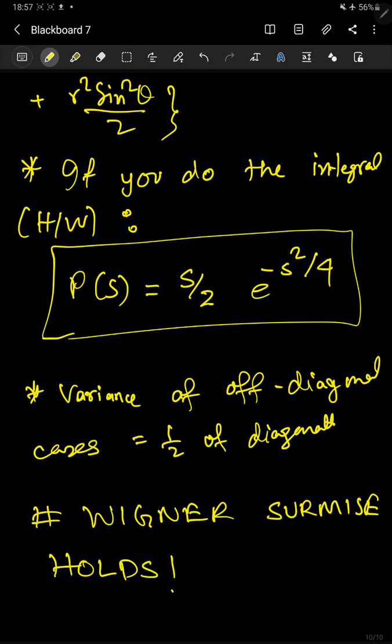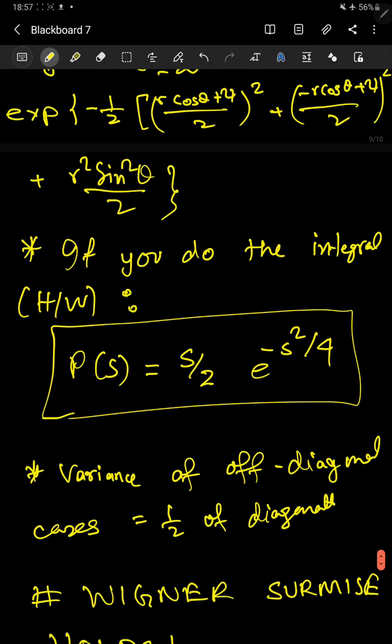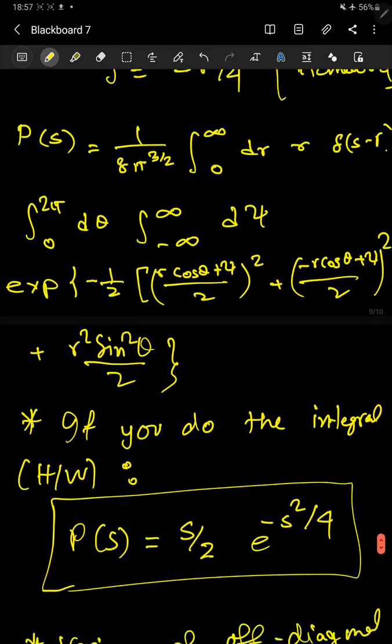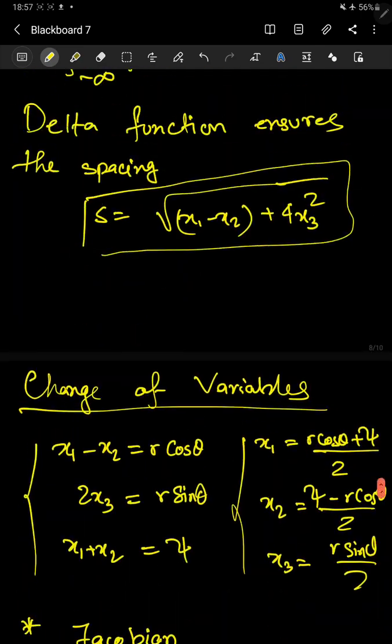So this was the result of Wigner, and in this video we learned about how the eigenvalues are spaced. That is, even the eigenvalues are random variables and they follow a distribution which is the Wigner surmise. And this is the important result of this video.